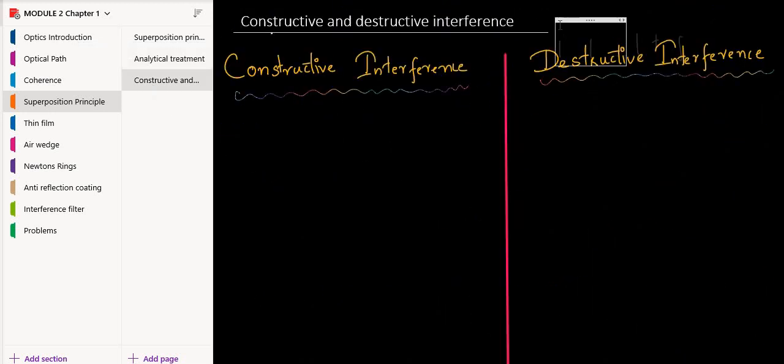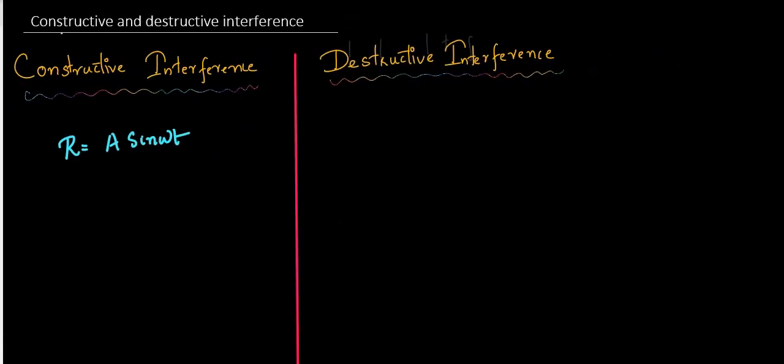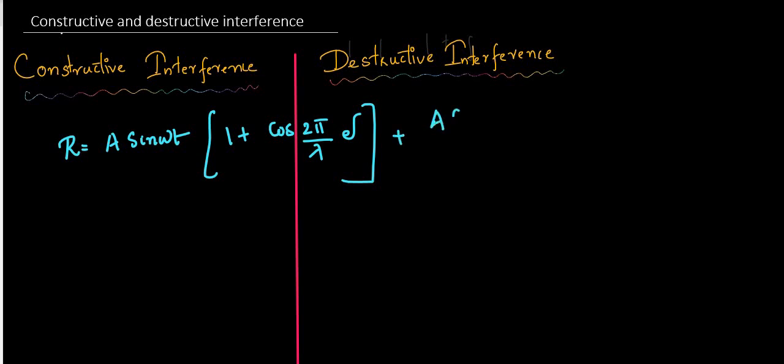For that, in both the cases we need a common equation, right? We already have the equation, that is, resultant displacement is equal to A sin omega t times (1 plus cos 2 pi by lambda into delta) plus A cos omega t sin 2 pi by lambda into delta. That is the equation we derived earlier.